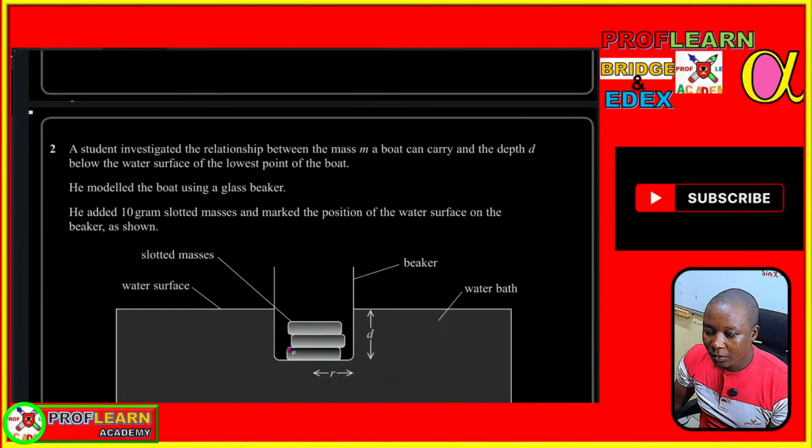In question 2, we are told a student investigated the relationship between the mass M a boat can carry and the depth D below the water the boat will go.